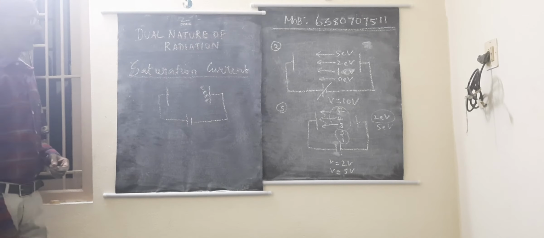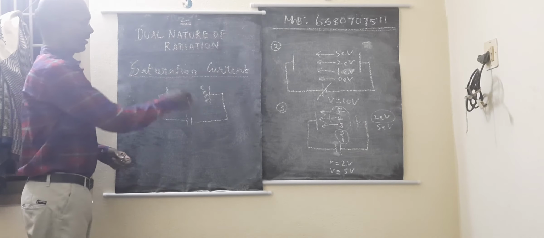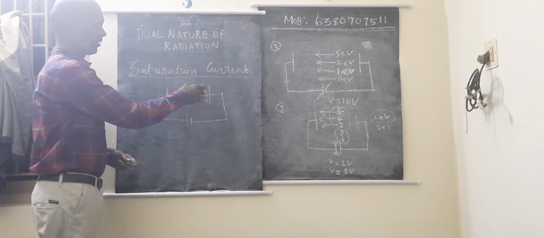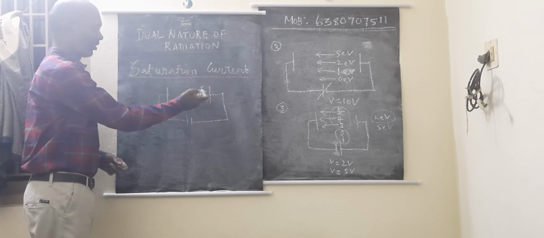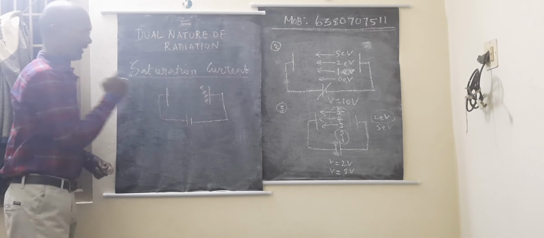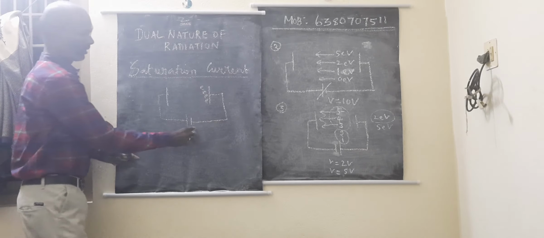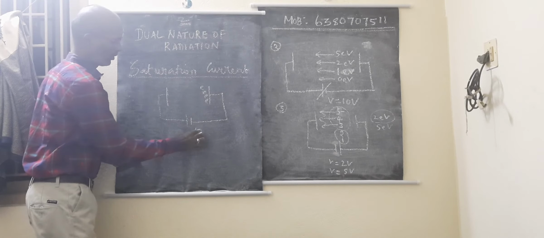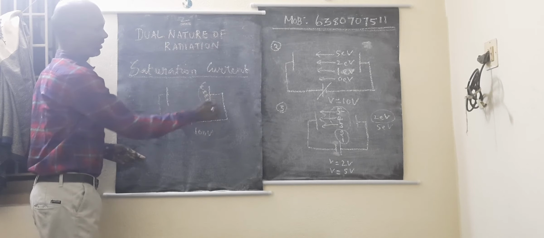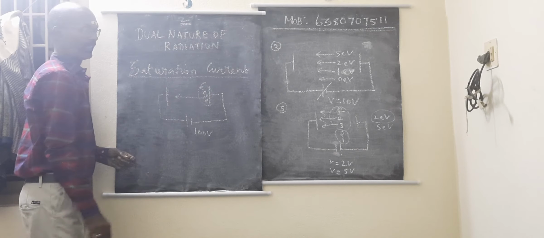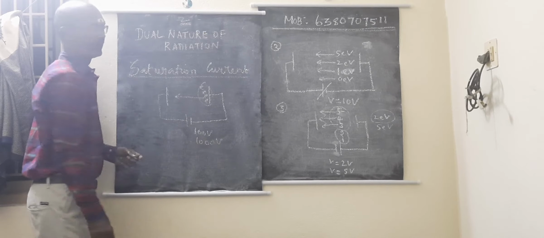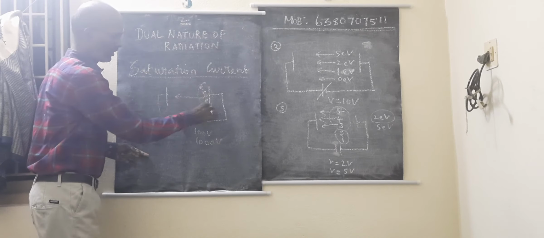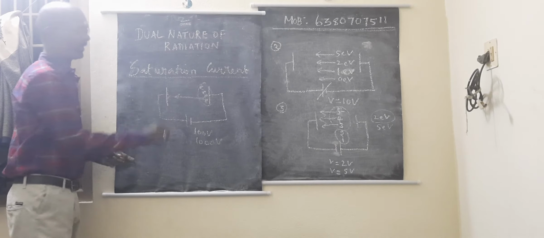So, saturation current. What is saturation current? Suppose light photons are incident on the plate, and all the electrons are waiting to move from here to here. Suppose I am supplying a voltage equal to 100 volt. All the electrons will move here. Suppose I increase the voltage to 1000 volt. Then also all the electrons here will move to the other end.